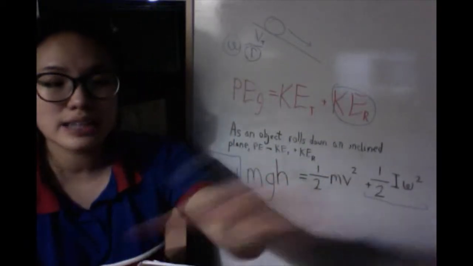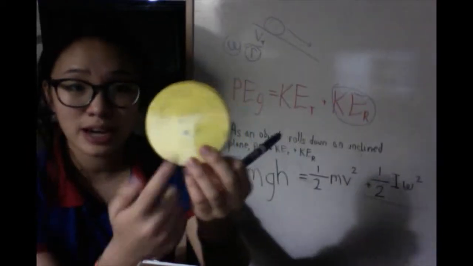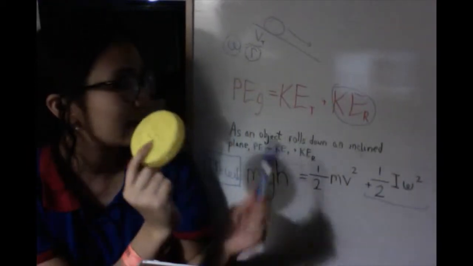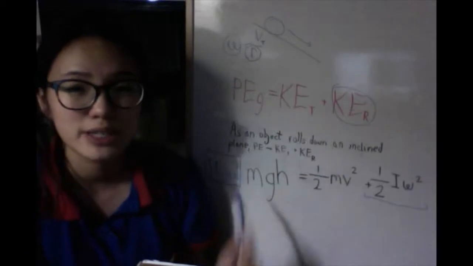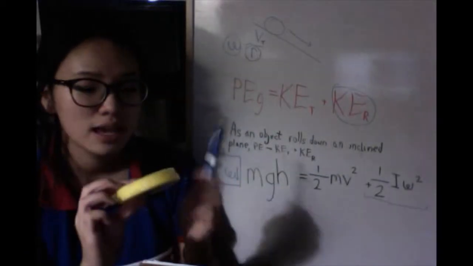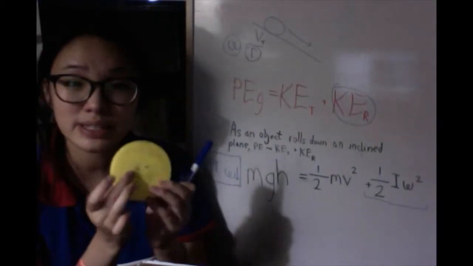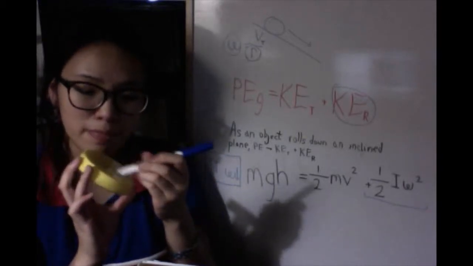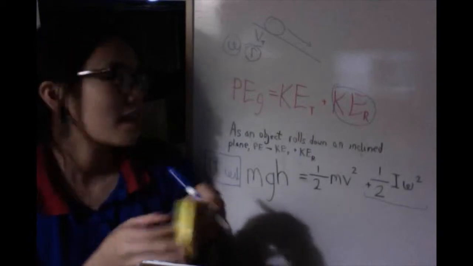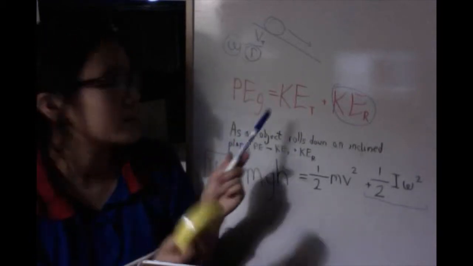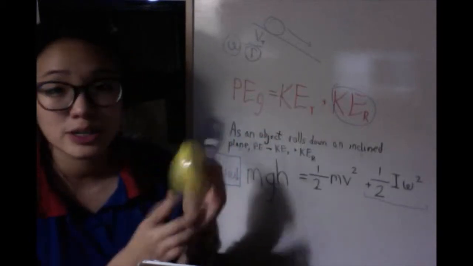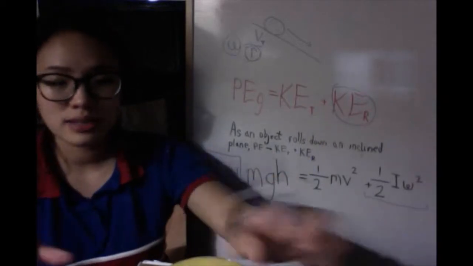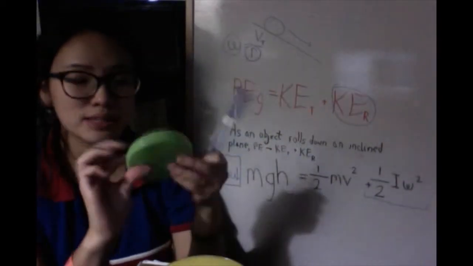In the case of the petri dish with the mass concentrated at the center, it had the smallest rotational kinetic energy because it had the smallest radius. All of the marbles were concentrated at the center, so it rolled down faster because more of its potential energy contributed to its linear motion.